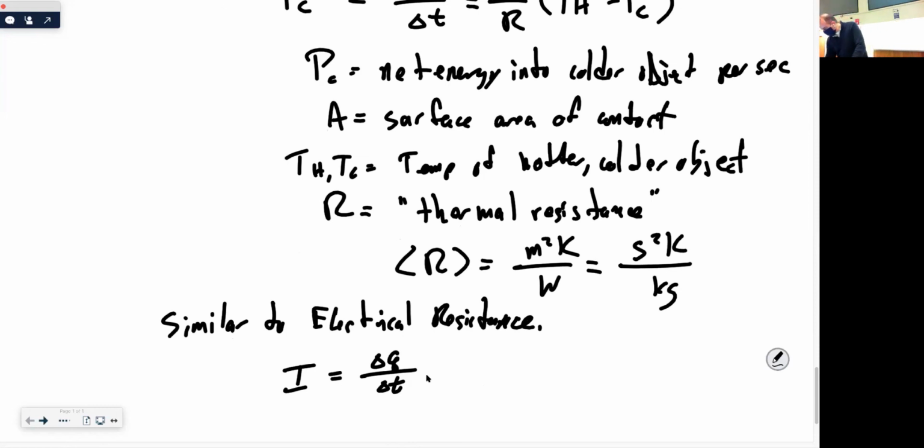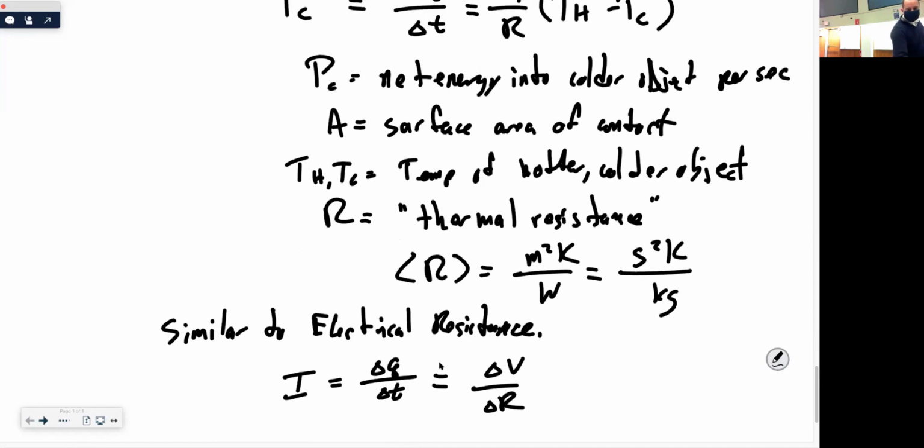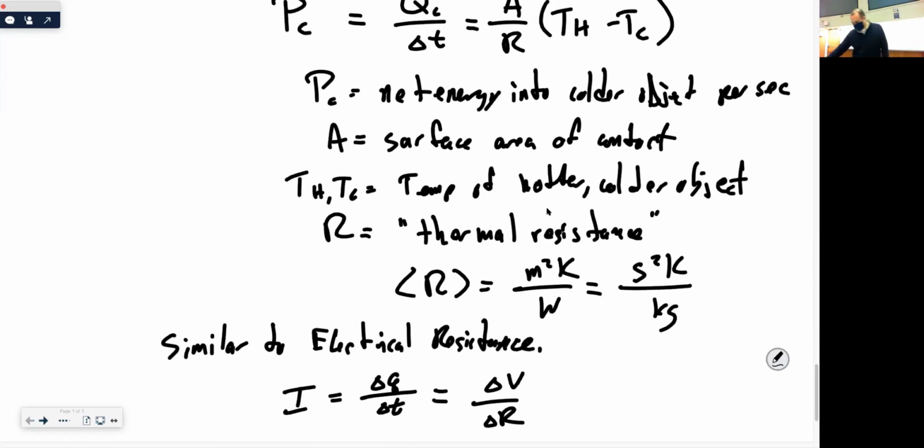And we know that this is delta voltage over R, right? From Ohm's law. So delta voltage is equivalent to our delta T, delta temperature up here, divided by R. Sorry, this isn't a delta R, it's just an R. There is no such thing as a delta R, it's just the resistance of the circuit, right?